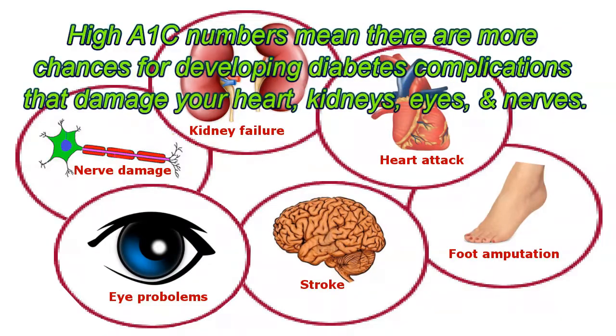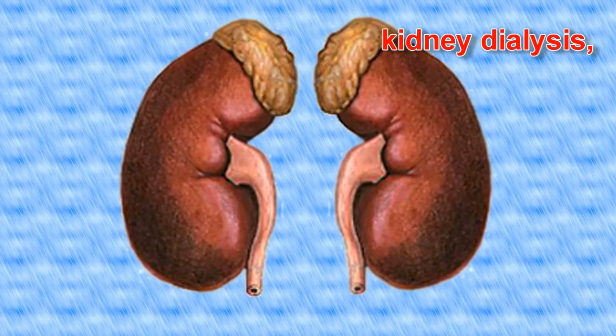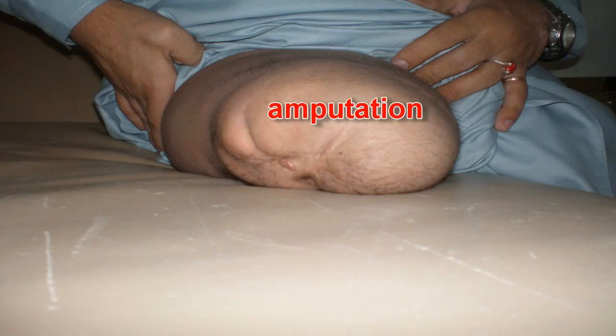High A1C numbers mean there are more chances for developing diabetes complications that damage your heart, kidneys, eyes, and nerves. It may end up in heart attack, stroke, kidney dialysis, blindness, or amputation.